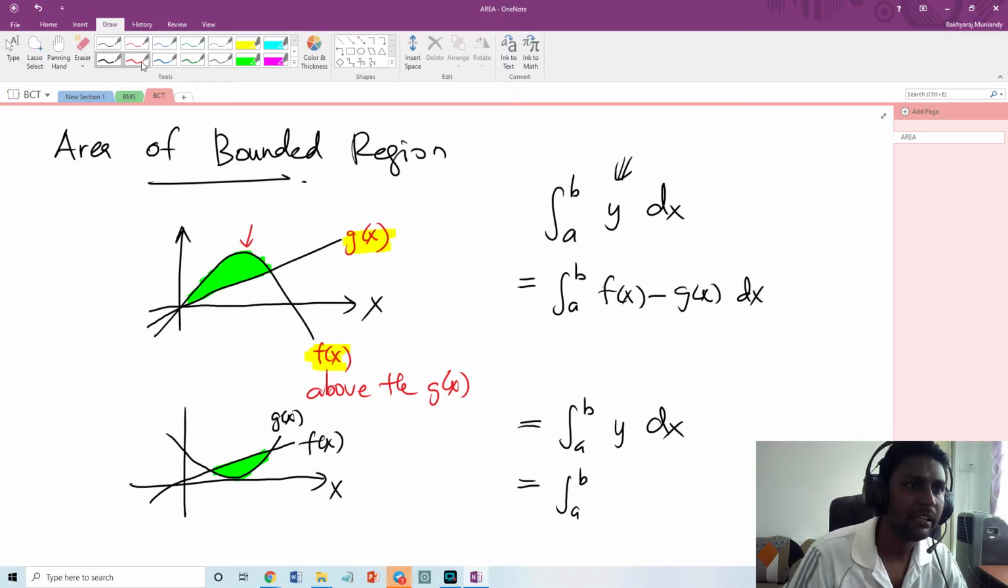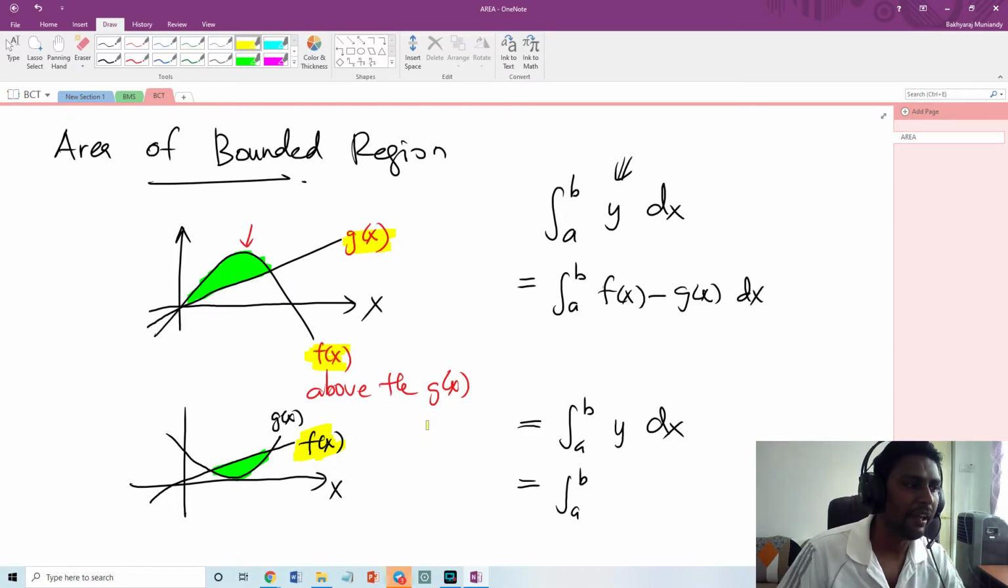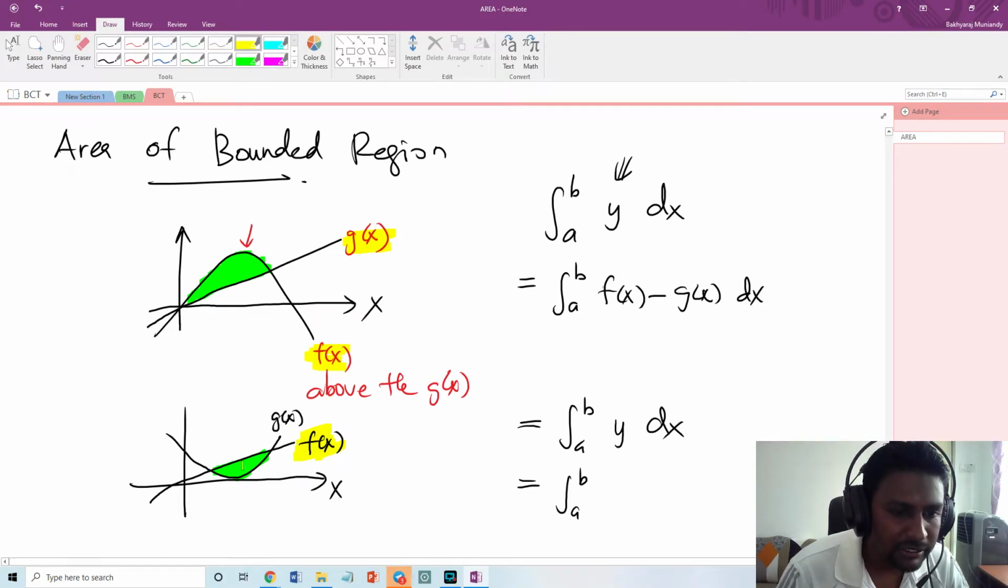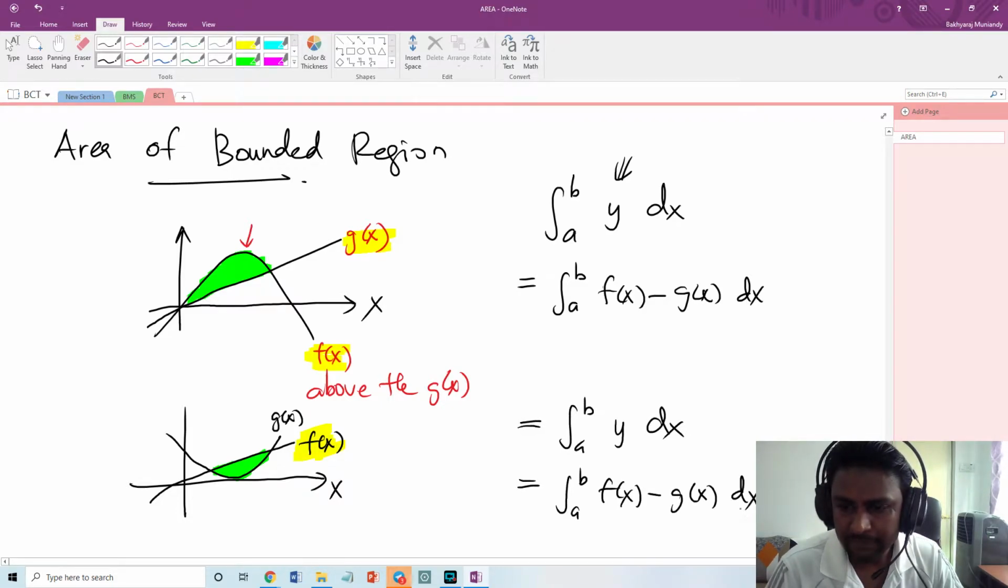Look at the diagram here. fx or gx, which one comes first? Correct, fx comes first. Why fx first? Right, fx, the straight line, is above the gx. The straight line is above the curve. So again, fx will come first: fx minus gx dx.